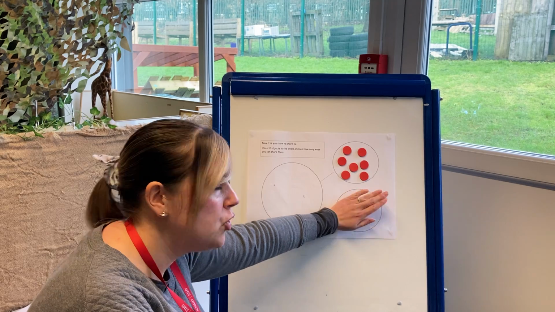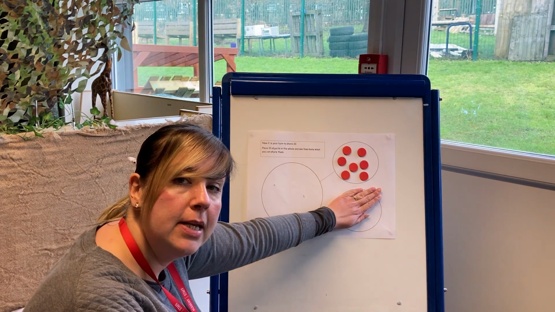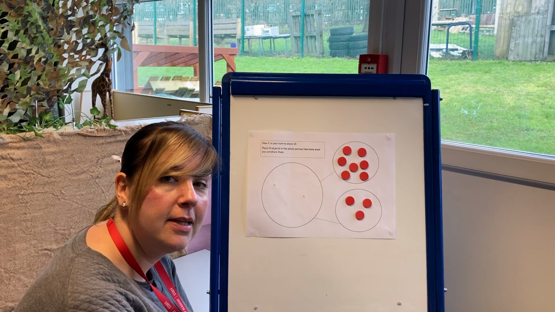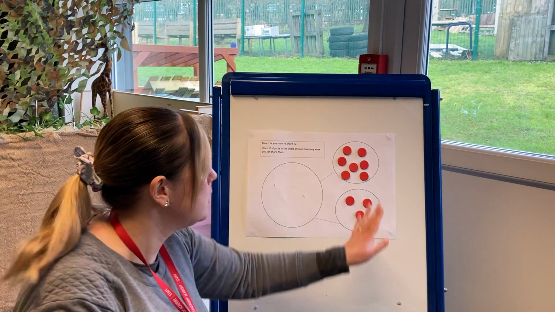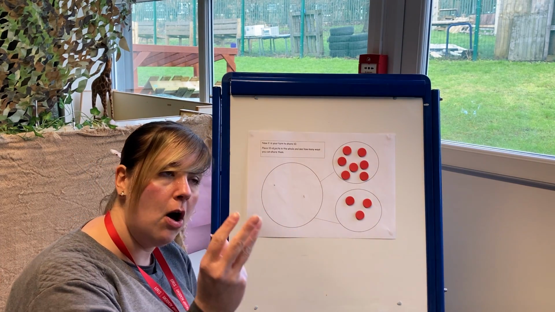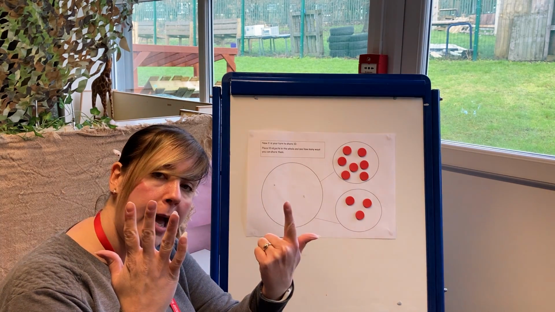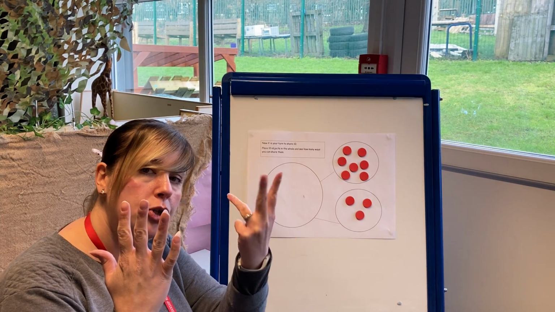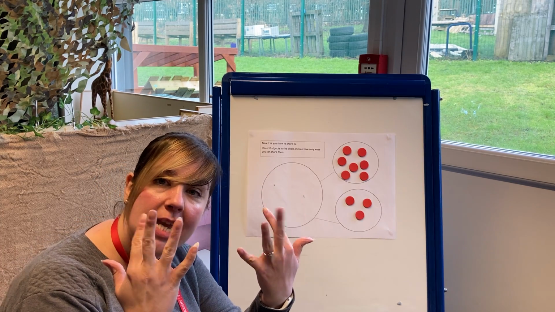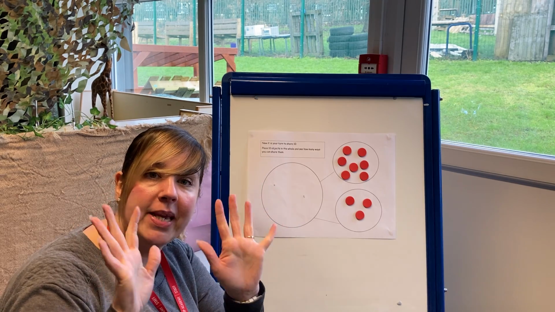Okay, so 7 and 3 equals 10. 10 altogether. Okay, let's do it on our fingers. So we've got 7. 1, 2, 3, 4, 5, 6, 7. And 3 in the other part. 1, 2, 3. We have 10 altogether. Remember on our other video when we said all our fingers and our thumbs make 10.